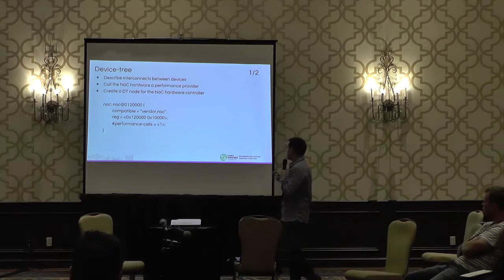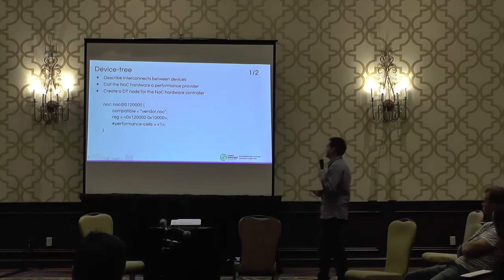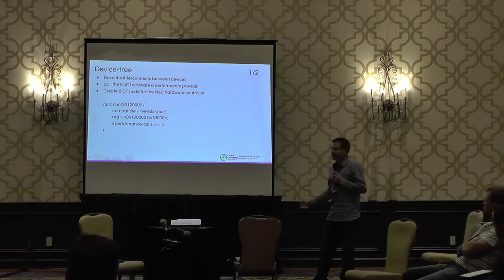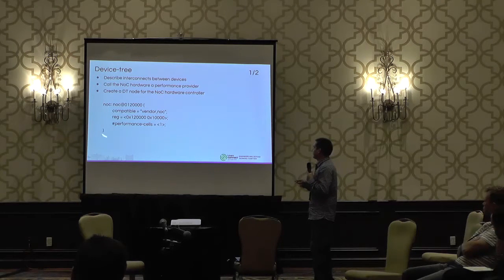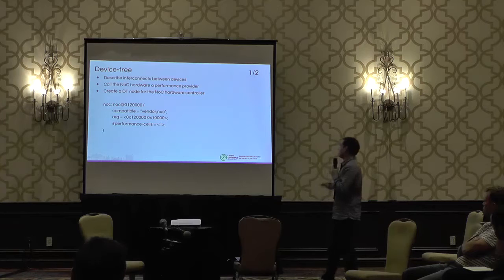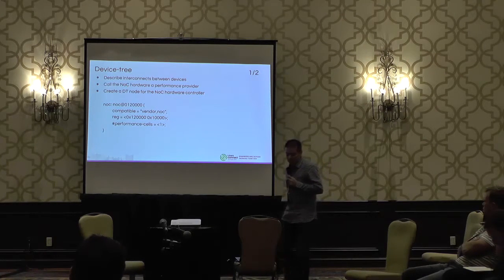So here is an example of how I see this in a device tree. We can describe the interconnect between devices. For example, if we call this a performance provider, because actually the interconnects are providing connectivity, and this connectivity can have different performance characteristics, and we can request different performance levels. So if we have something like this and call this a performance provider, it can have a compatible string, which is some vendor-specific driver. It has performance cells, which are also specific.